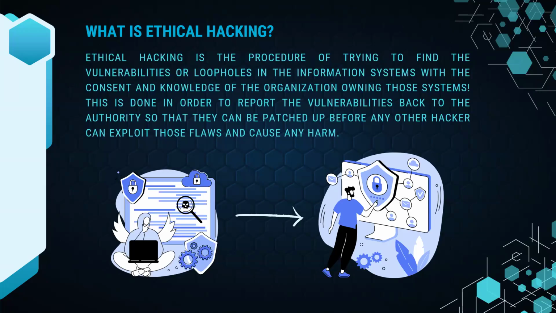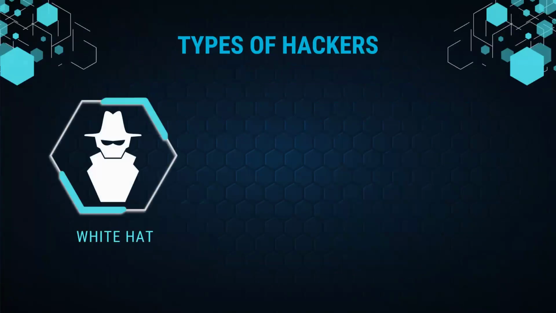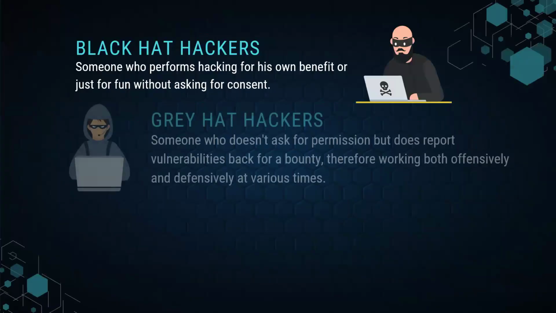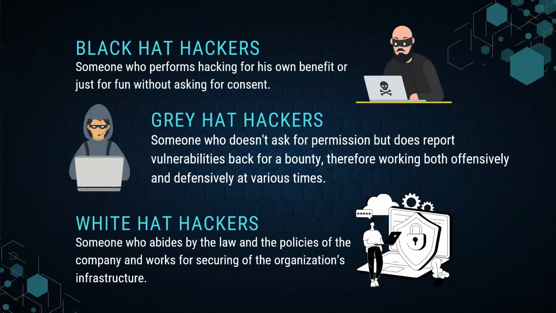Okay. Depending on these two definitions, we can categorize the types of hackers. There's someone known as a white hat hacker, a gray hat hacker, and a black hat hacker. Your black hat hackers are typical cyber criminals who perform hacking for their own benefit. White hat hackers are cyber professionals who abide by the laws and policies of the company, and they work for securing the company's infrastructure or the organization's infrastructure.